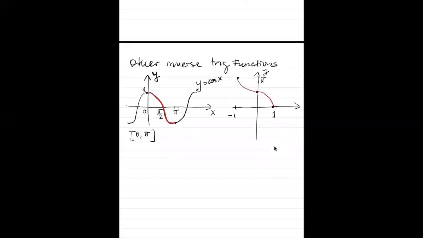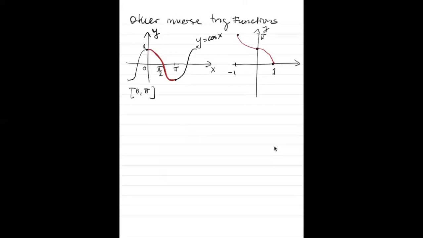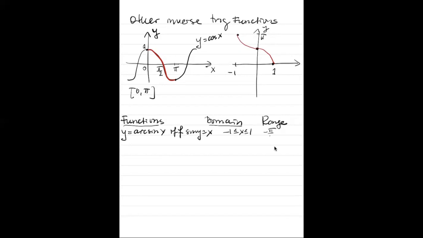Okay, so let's summarize so far what we have for our functions, their domain, and their range. So first we had the arcsine, and that is possible if and only if sine of y is x. So the domain was from -1 to 1, and the range from -π/2 to π/2.